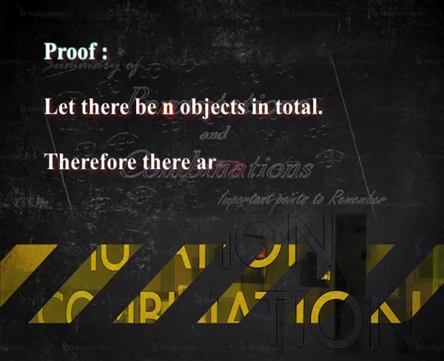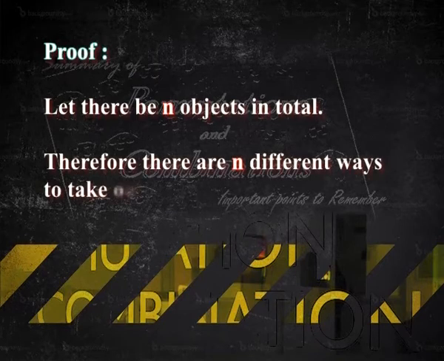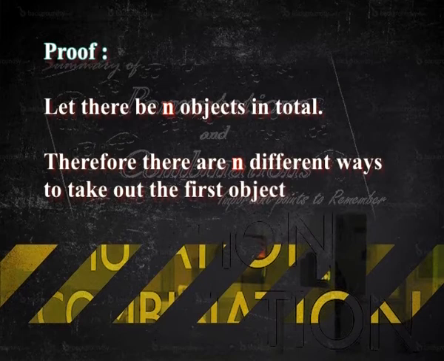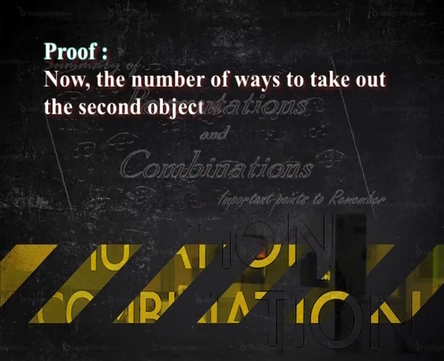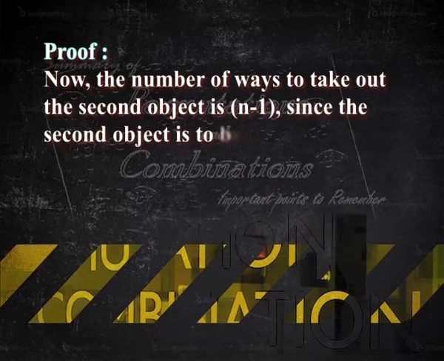Let there be n objects in total. Therefore, there are n different ways to take out the first object. Now the number of ways to take out the second object is n minus 1.